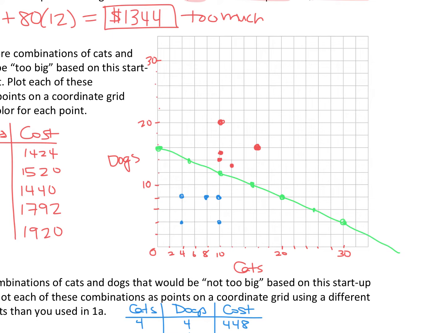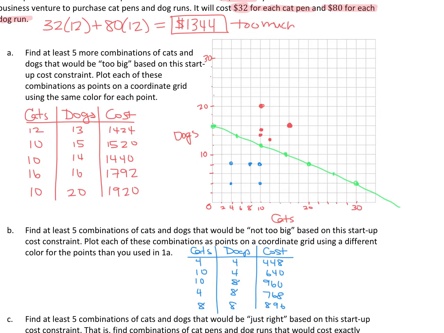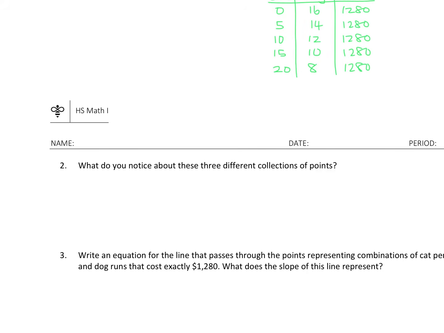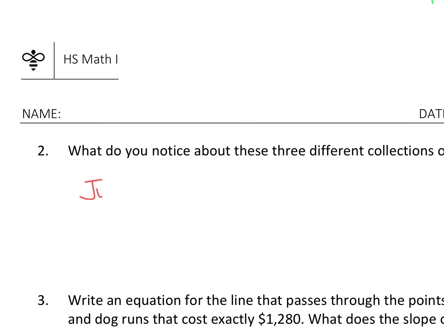Okay, so what are we seeing? What are we noticing about the 3 different collections of points? So what I'm noticing is that my points that are just right form a line. My points that are too big are above that line, and the ones that are not too big are below. So let me fill in what I'm noticing here on number 2. So just right. Let me zoom in a tiny bit. Just right.